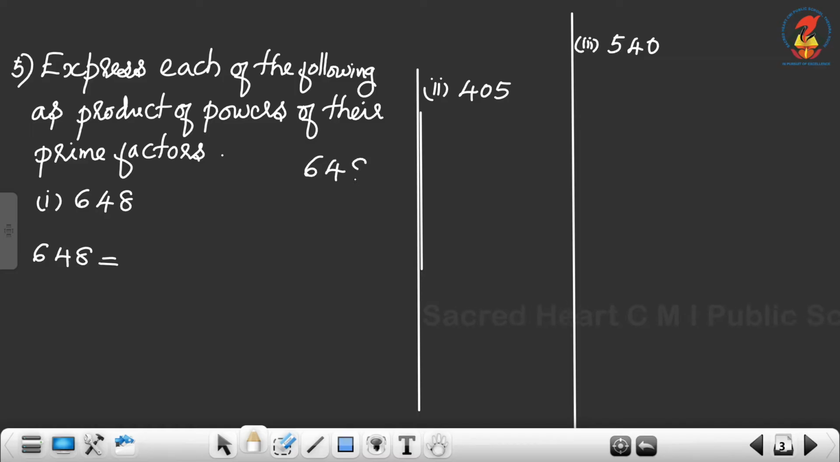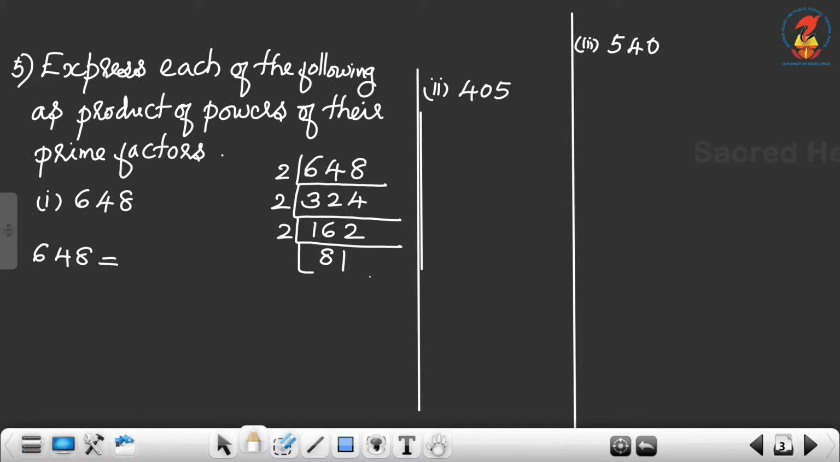648, we can start with 2, as 648 is an even number. And if you are not getting the quotient, what you have to do? You have to do the division separately. Here I will write down straight away. 2 threes are 6, 2 twos are, 2 fours are 8. Then again with the 2, 2 sixes are 12, 2 twos are 4. Then again with the 2, 2 eights are 16, then 1.